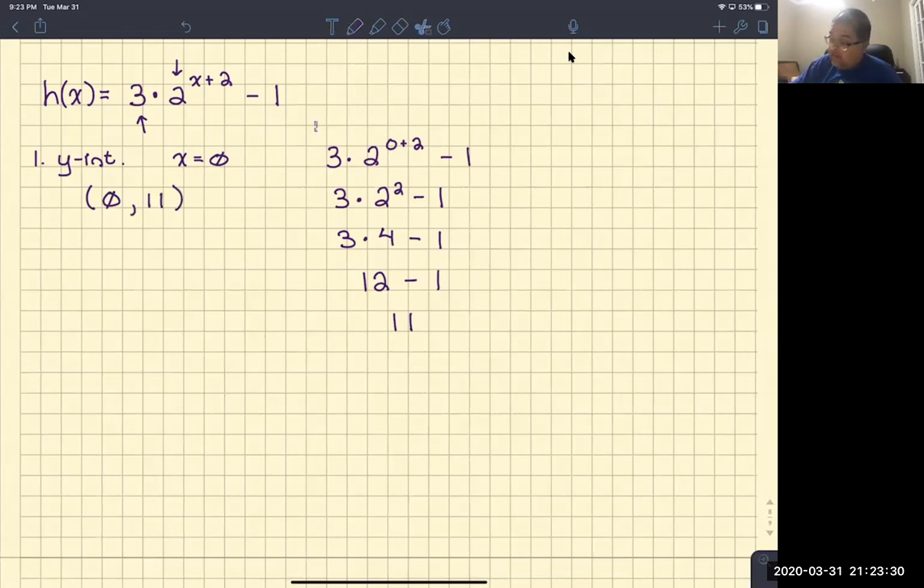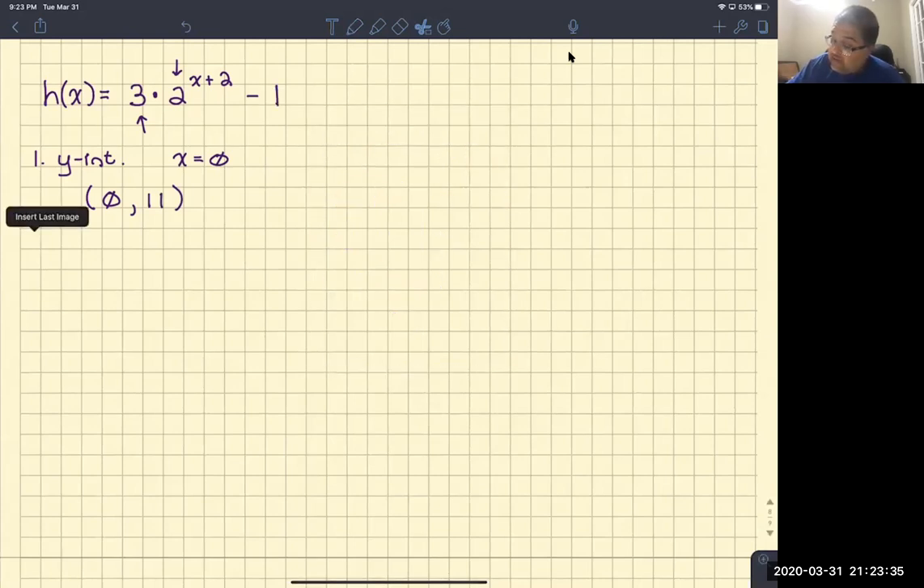Now, next thing we're going to do is find the transition point. This is where the graph shoots up almost vertically. Okay. So remember, to find the transition point, I have to set my entire exponent equal to 0 and solve to get the x-coordinate of the transition point. So the transition point occurs when x is -2. And in order to find the y-coordinate, I go back and plug it in again.